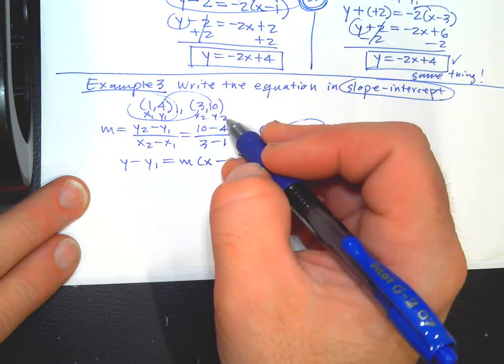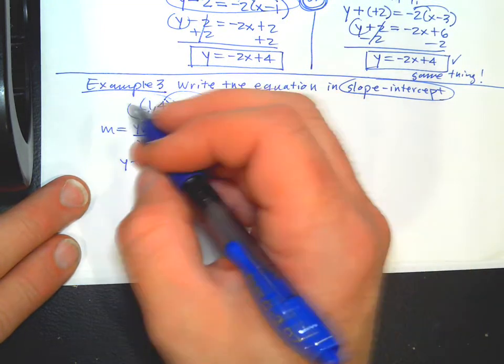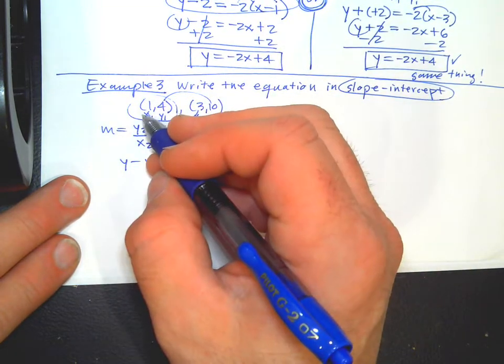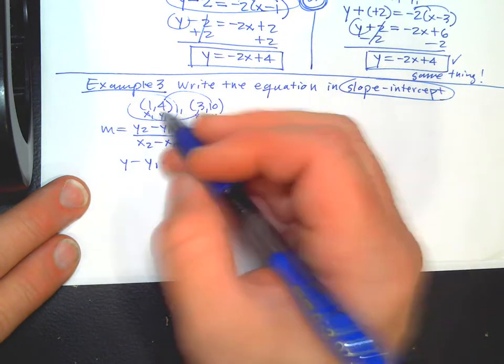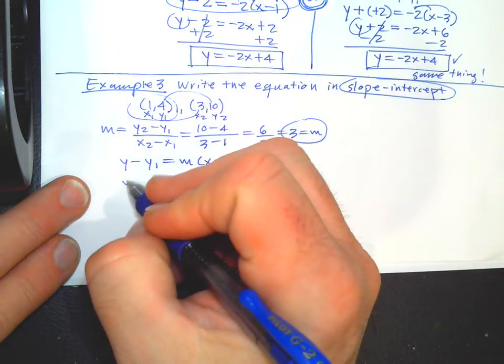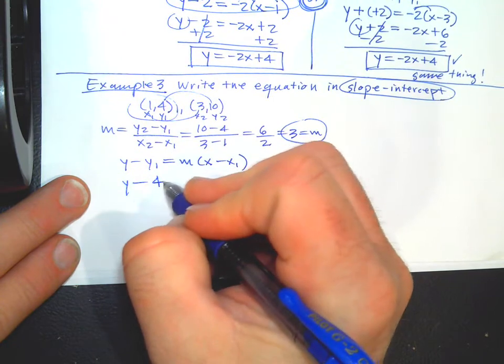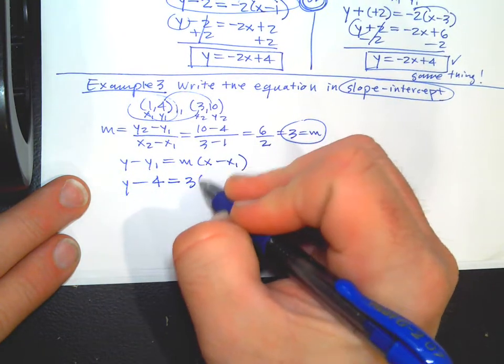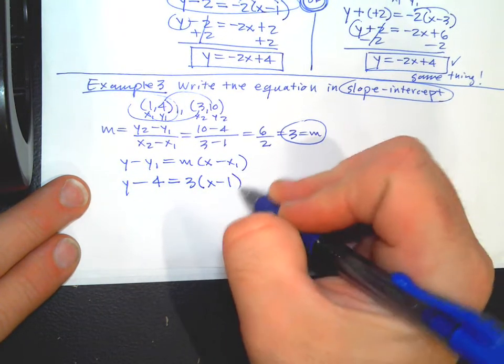Just because this says x2 y2, I could have flipped these in the beginning. I could have called this x2 y2 and this one x1 y1. So it really doesn't matter. Just pick one point. So I'm going to pick this first point: y minus 4 equals slope 3 times x minus 1.